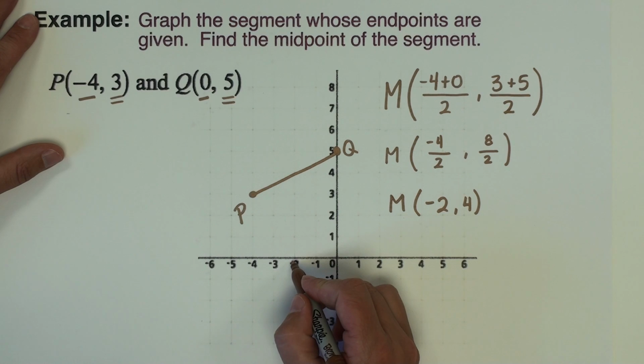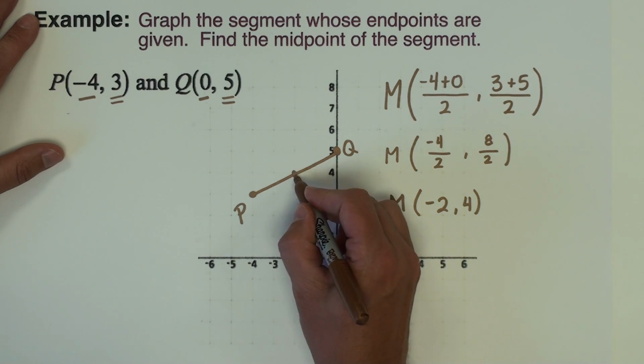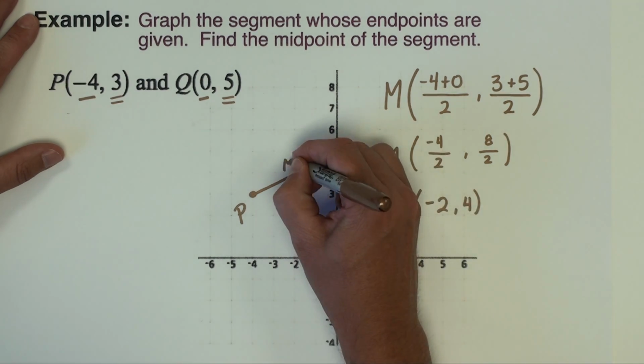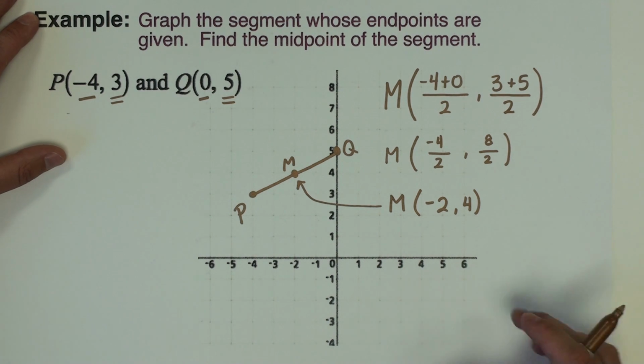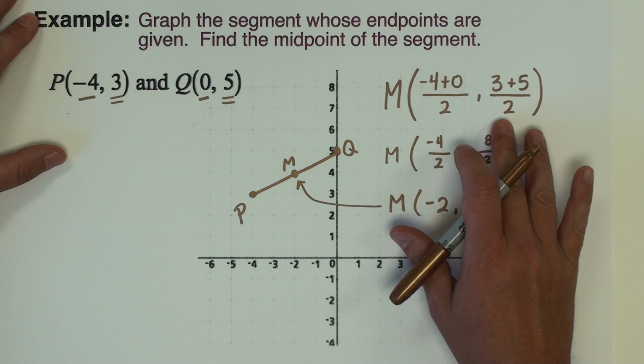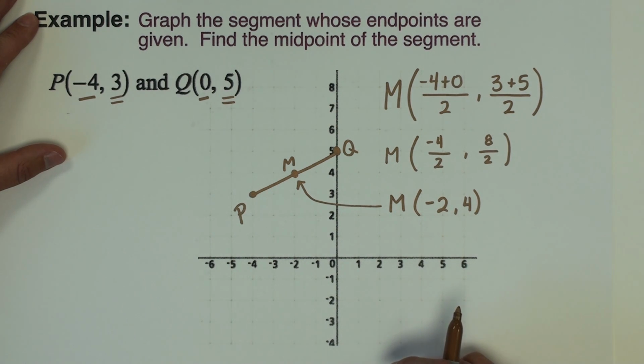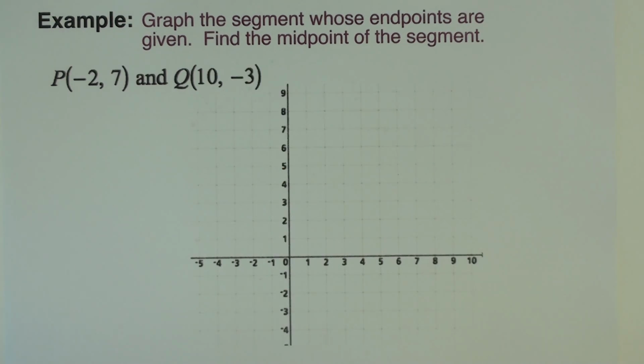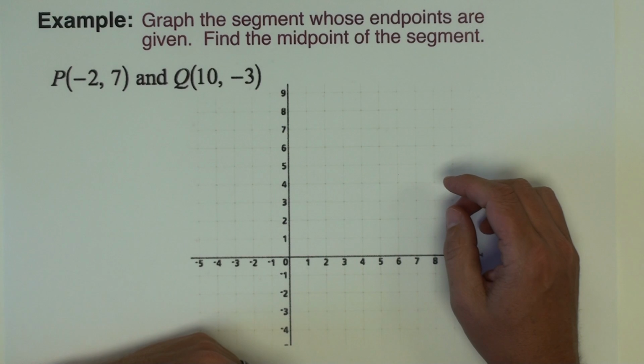And -2, 4 is right there. Okay, so there's an example problem finding midpoint with this actual formula in use, where I'm finding the averages of the x's and the y's. Okay, the next example problem, same directions. I want to find the midpoint of the segment. I'm going to show you how to do this a little bit differently.